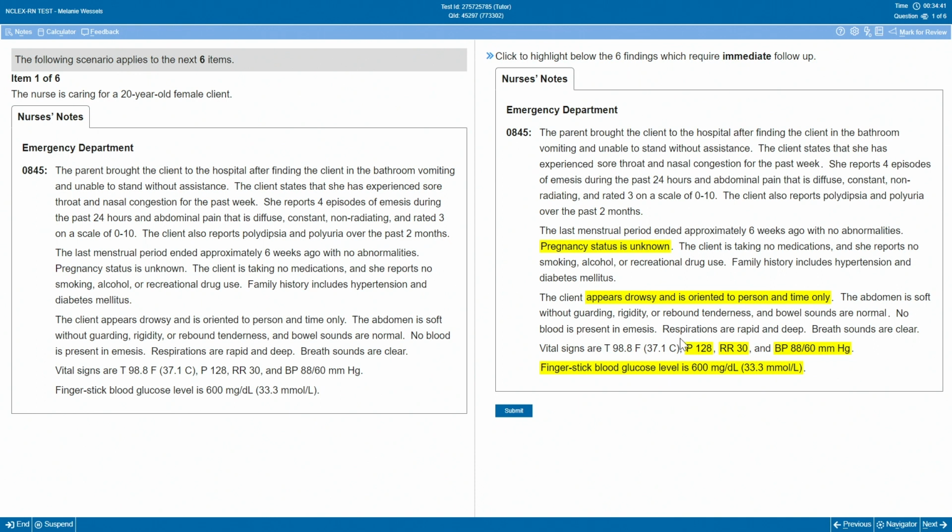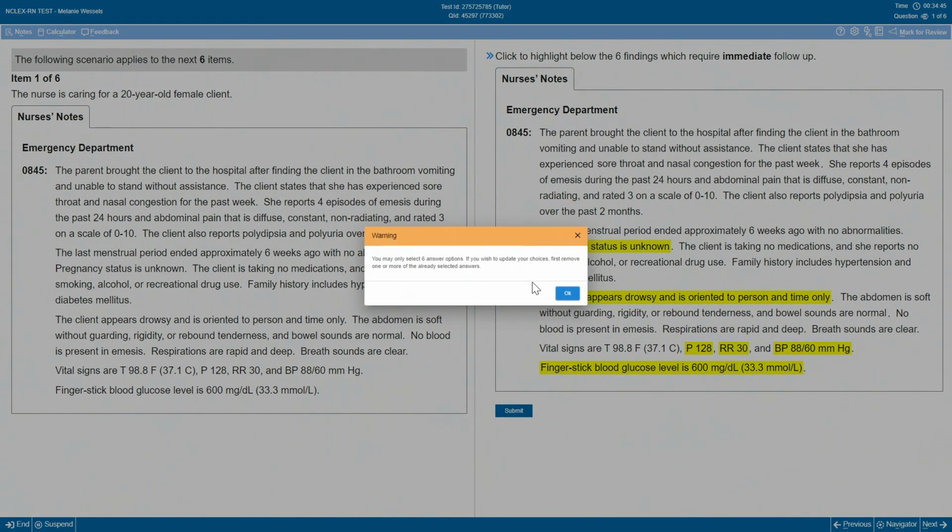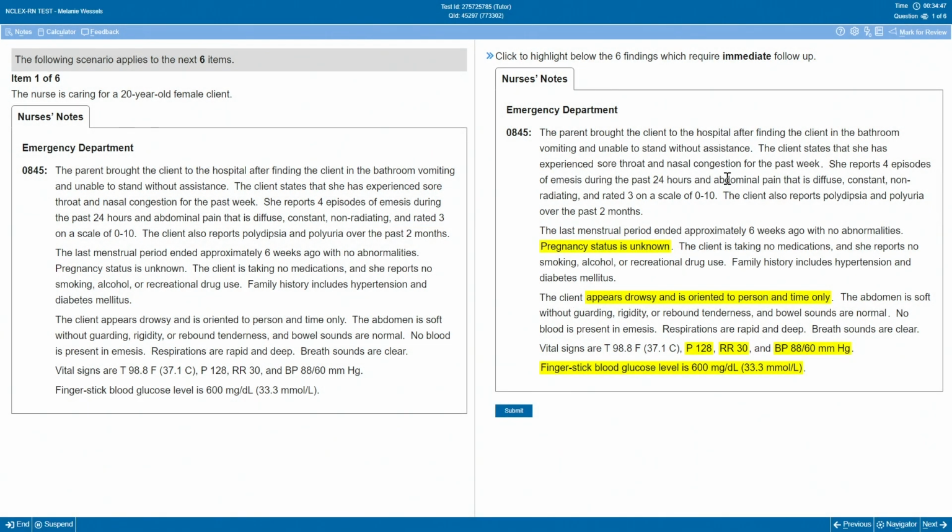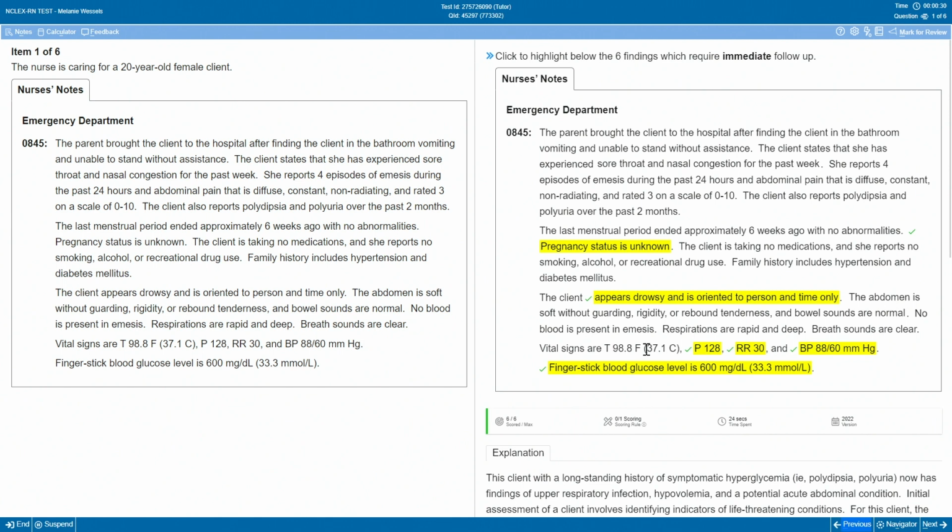So I've got 1, 2, 3, 4, 5, 6. And as we've seen, that's as many as I can click. Otherwise, it stops us from going forward. So we've got our 6 options. We're going to hit submit. And then here we have our scoring.